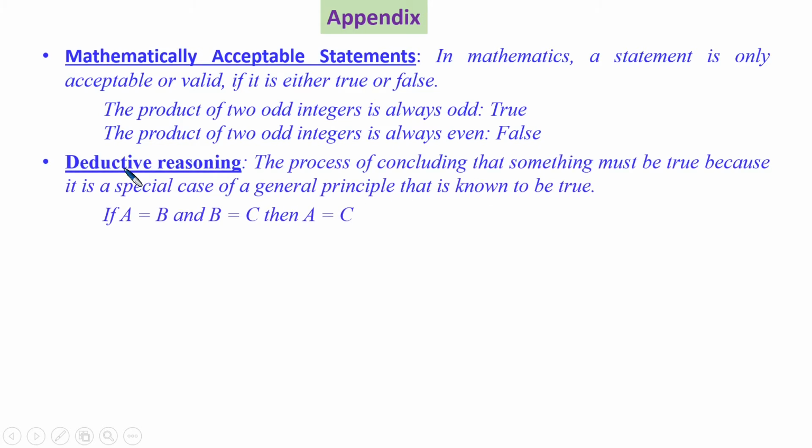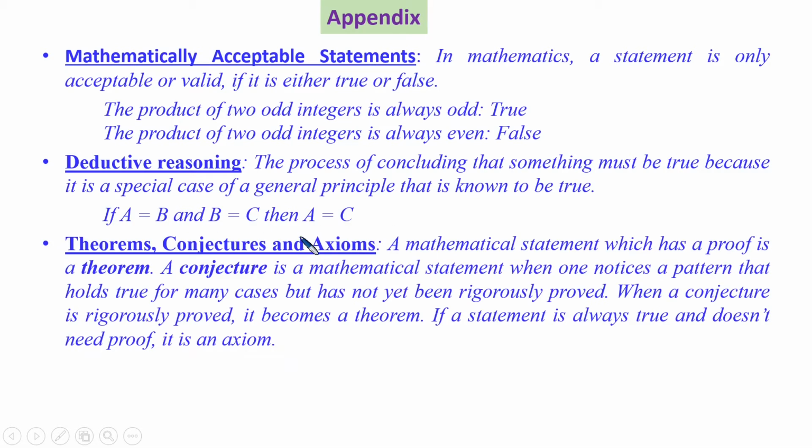Then there is something called deductive reasoning. The process of concluding that something must be true because it is a special case of a general principle that is known to be true. For example, if A is equal to B and if B is equal to C, which is known to be true generally, then A is equal to C. So this is by deduction. You deduce from these two statements that A is equal to C also.